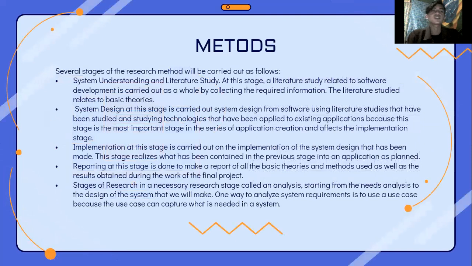Methods. Several stages of the research method will be carried out as follows. System understanding and literature study. At this stage, a literature study related to software development is carried out as a whole by collecting the required information. The literature study relates to basic theories.